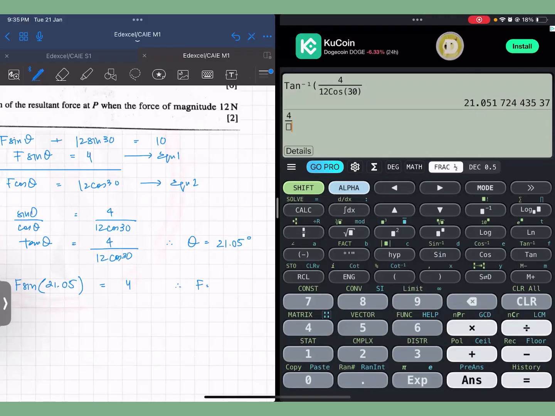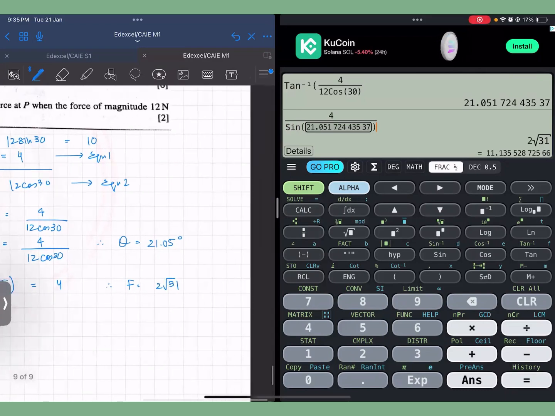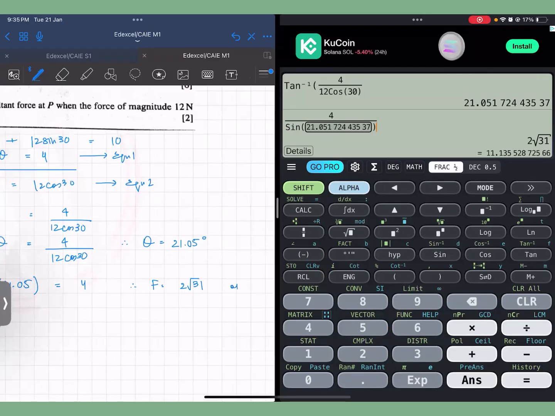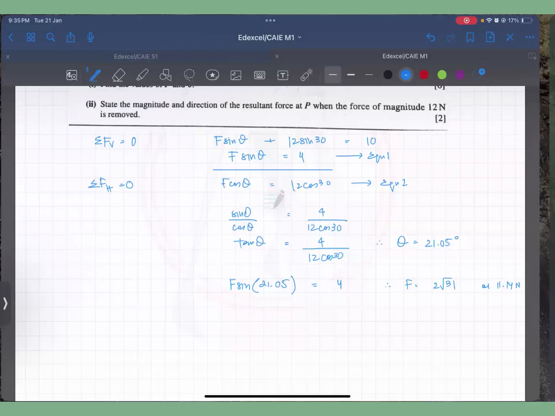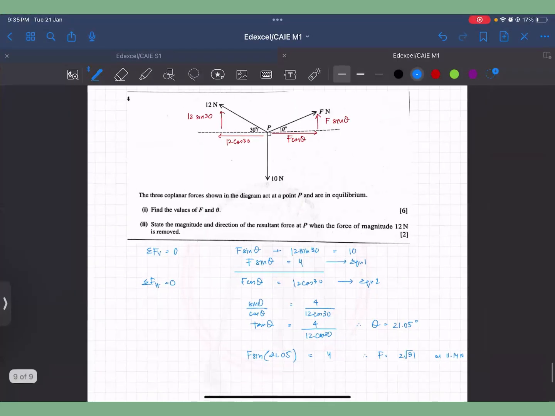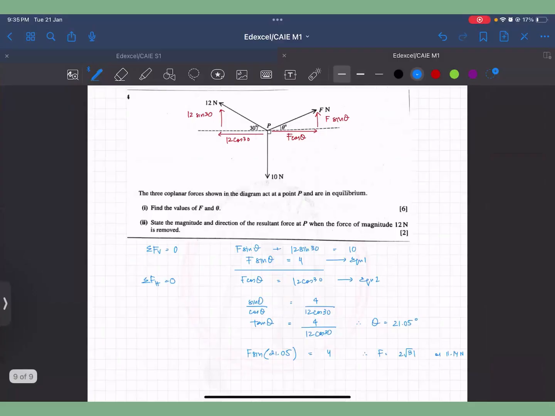4 divided by sin of this answer, which is 2 under root 31, which is 11.14 Newton. That's your final answer. Okay, you found your F, you found your theta. Form the equation properly and then solve them simultaneously.